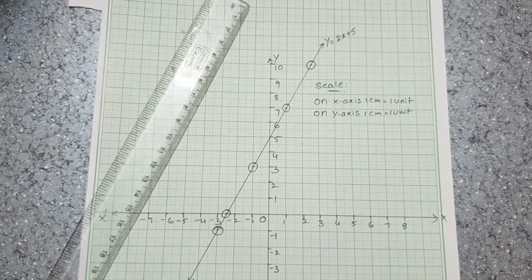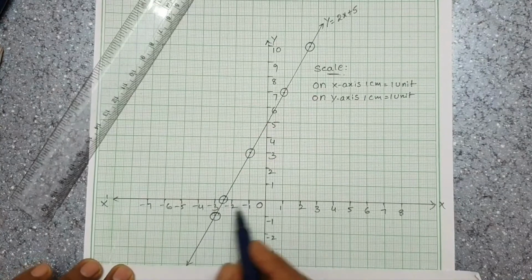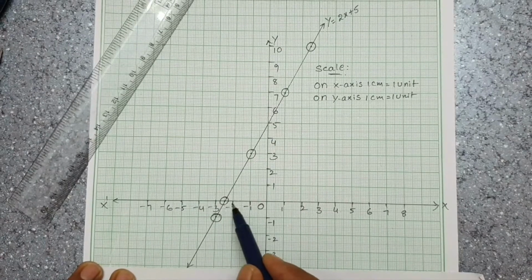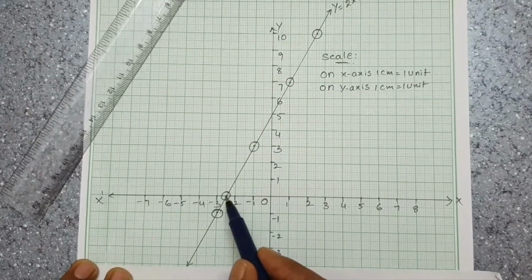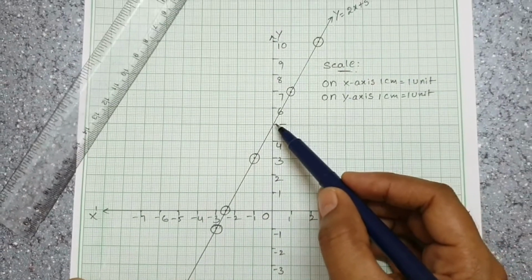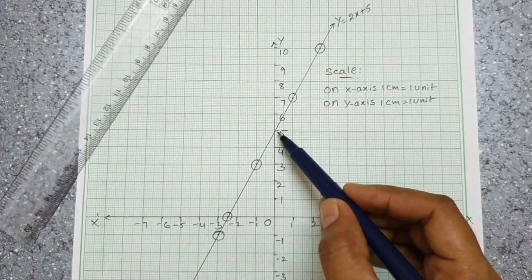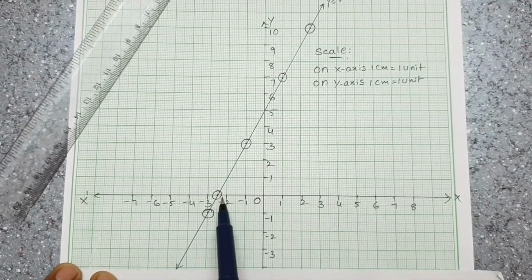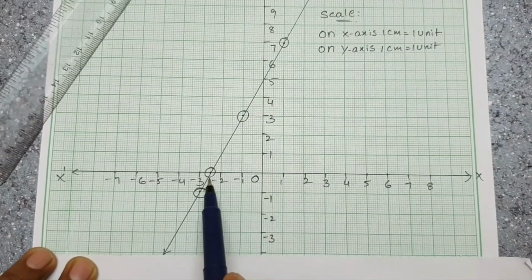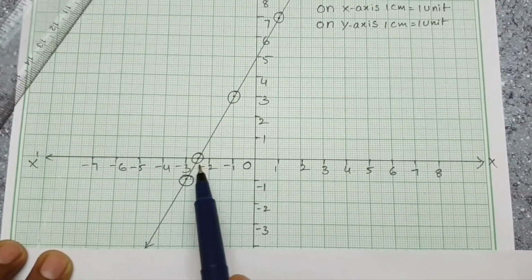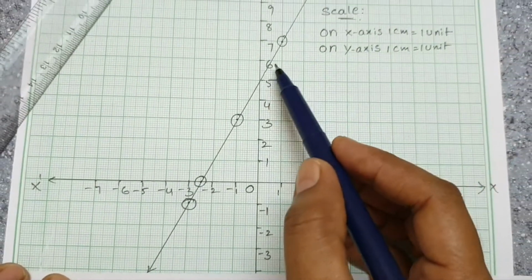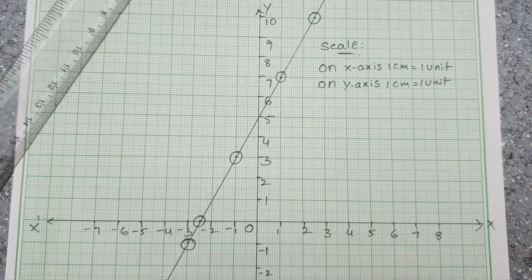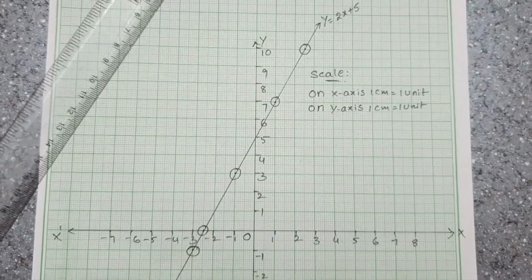Now for the last step, see here where the line intersects the x-axis. On the x-axis we observe minus 2.5 as the intersection. On the y-axis the straight line cuts at 5. So the point 0 comma 5 is the intersection on the y-axis, and on the x-axis minus 2.5 comma 0. These two intersect.